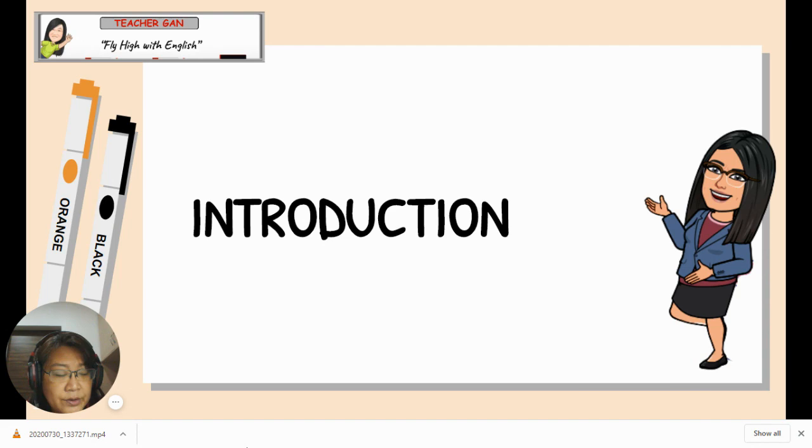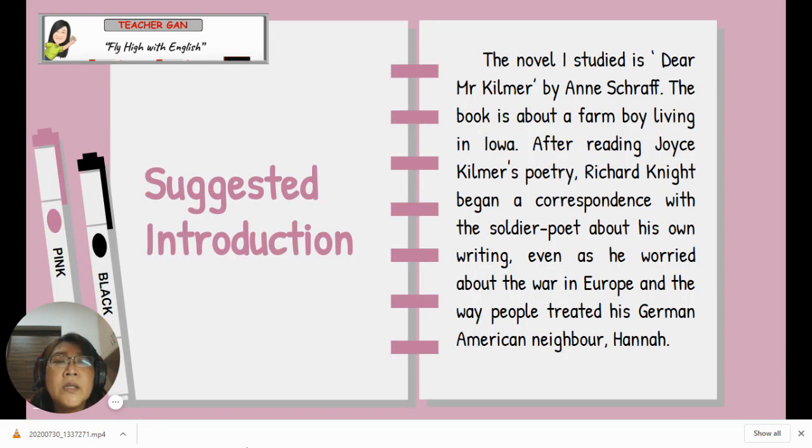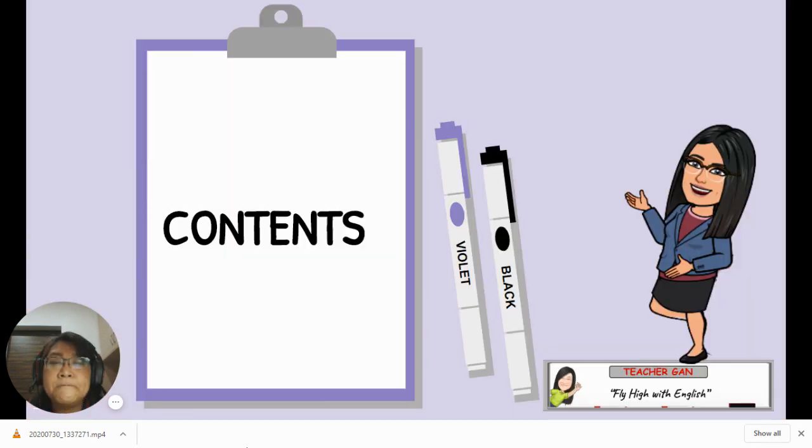Now let's look at the introduction. As usual, this is the introduction. The novel I have studied is Dear Mr. Kilmer by Anne Schraff. The book is about a farm boy living in Iowa. After reading Joyce Kilmer's poetry, Richard Knight began a correspondence with the soldier poet about his own writing, even as he worried about the war in Europe and the way people treated his German-American neighbor Hannah. So that's the suggested introduction.